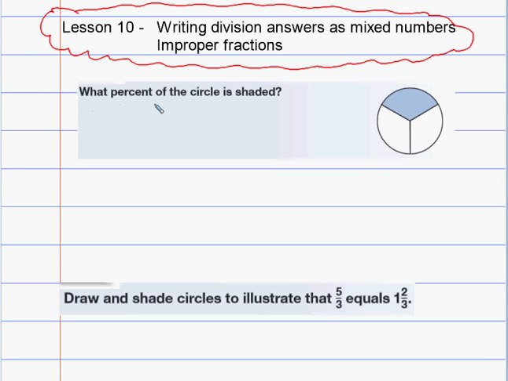One of the problems you'll be asked to solve is what percent of the circle is shaded. So you know that the entire circle is 100%, and it's been divided into 3 sectors. So we're going to divide 100% by 3. Now, when you do this, 3 times 3 is 9, and subtract, we get a 1 and a 0. And we'll repeat that process.